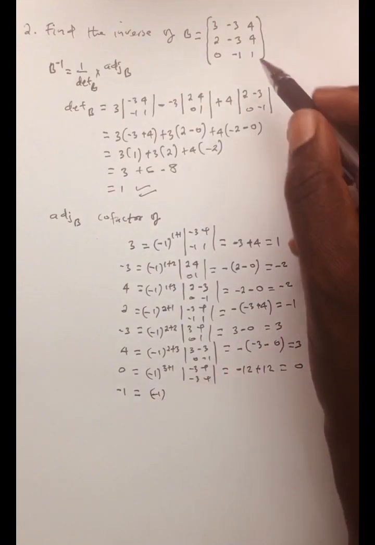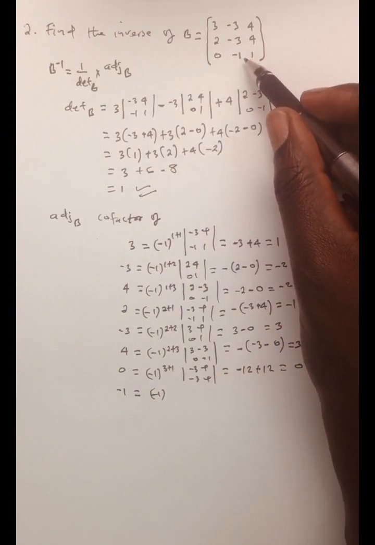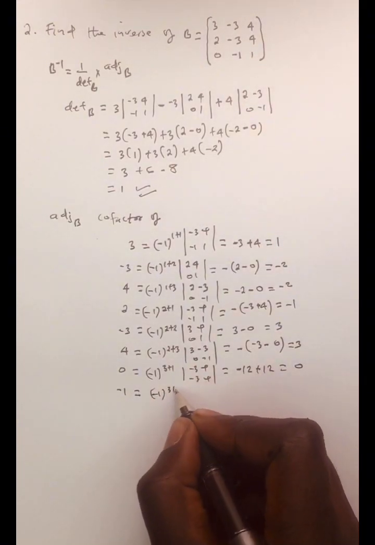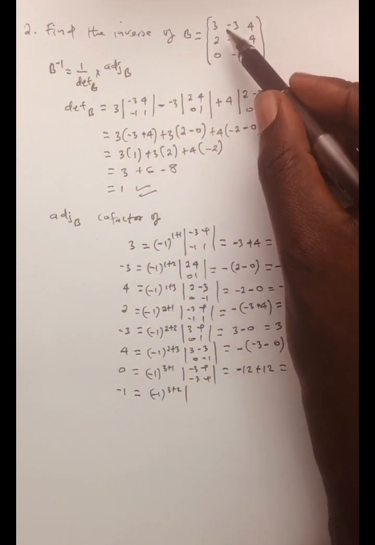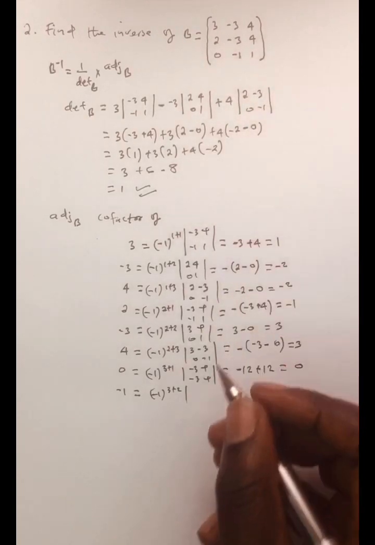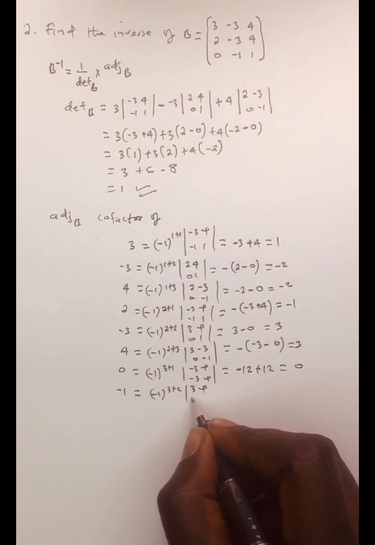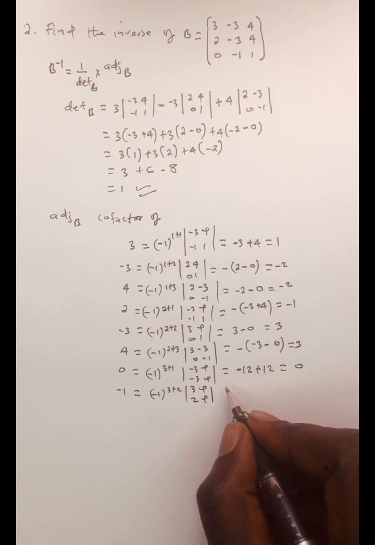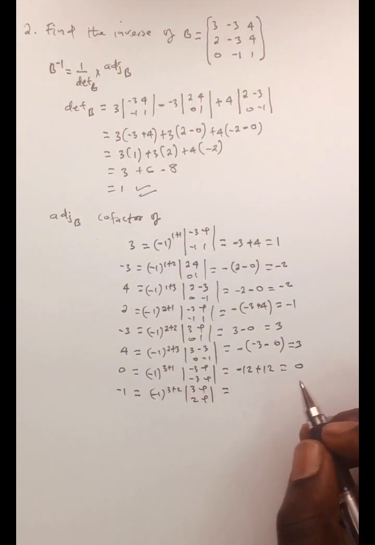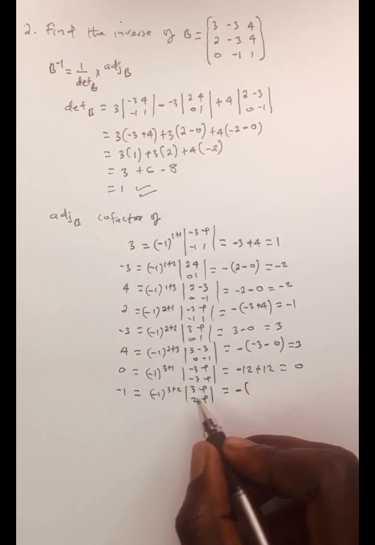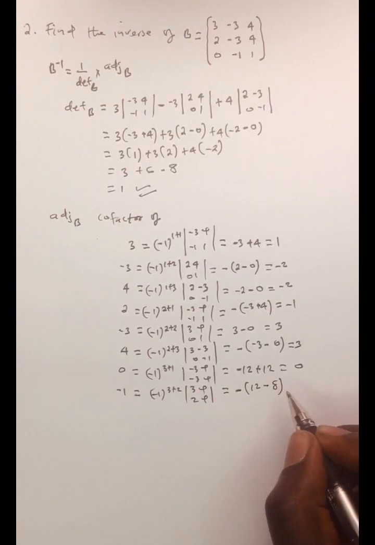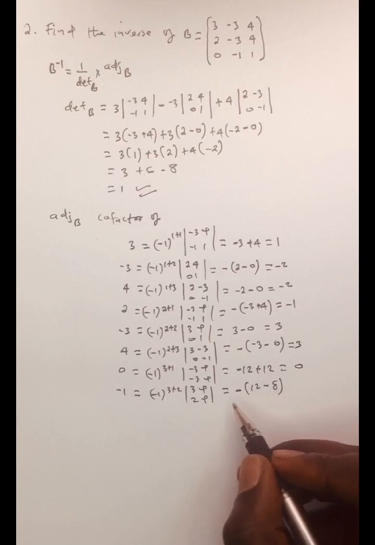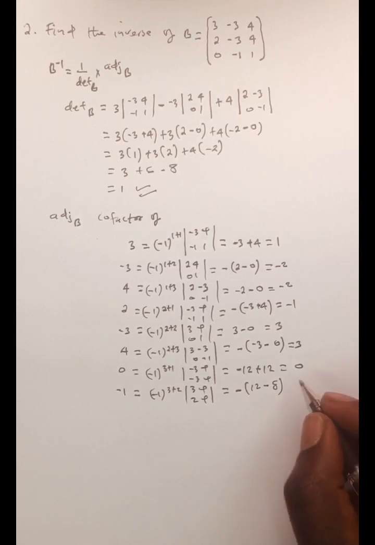Then let us look at the cofactor of negative 1. So negative 1 is in row 3, column 2. When you cover its row and its column, you're left with 3, 4, 2, 4. So since the power here is odd, the negative will hold. So you have 3 times 4, that is 12, minus 8. So that is 4 times that negative, that is negative 4.